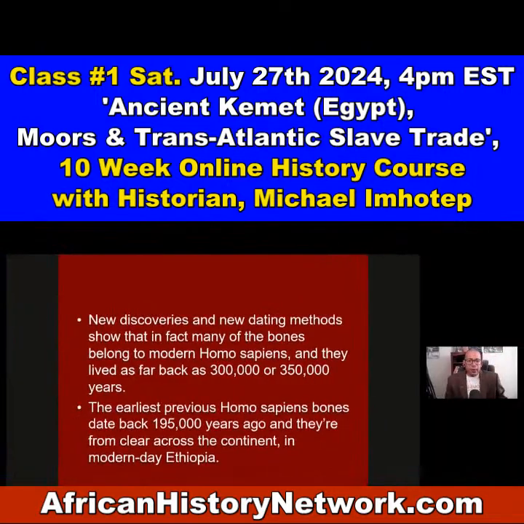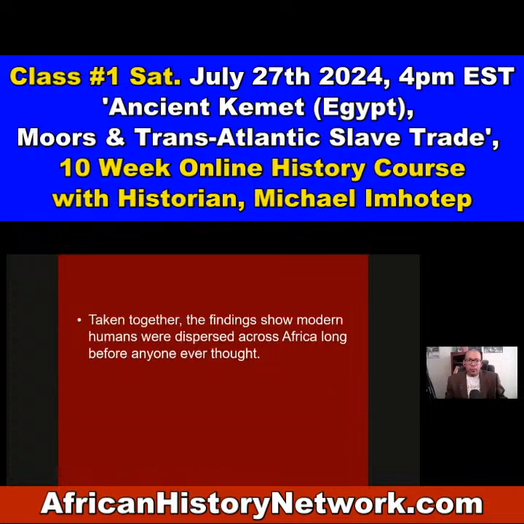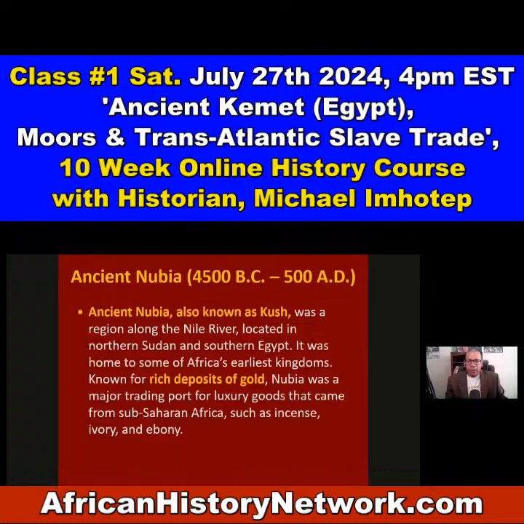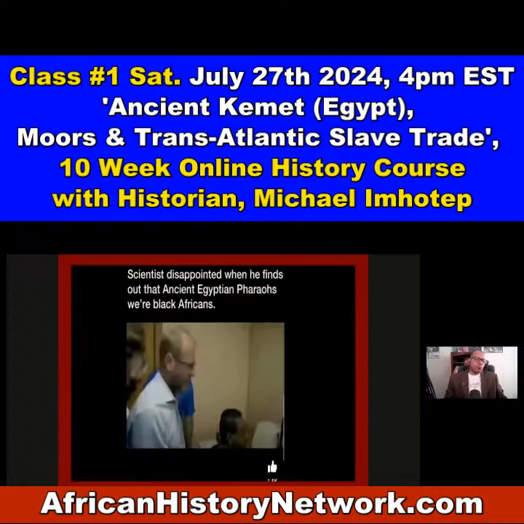All right. So check this out here. Then we'll look at some information. So we look at different African empires, whether it's Nubia, it dates back to about 4,500 BCE. Nubia is the mother of ancient Kemet, ancient Egypt. This was a good discovery right here. Scientists disappointed when they find out that ancient Egyptian pharaohs were Black Africans.